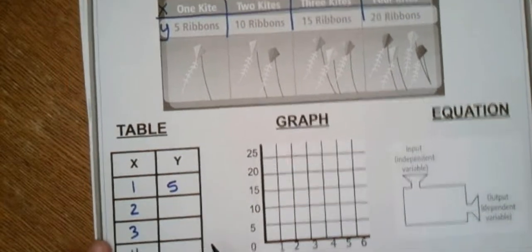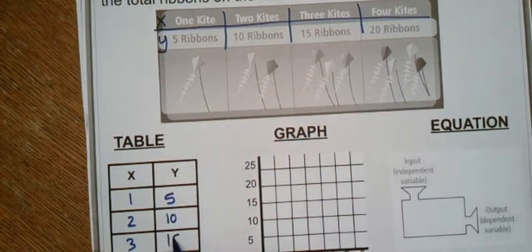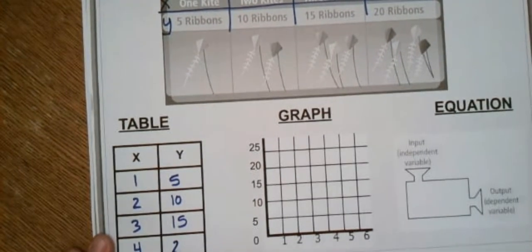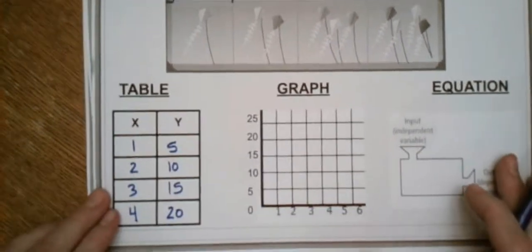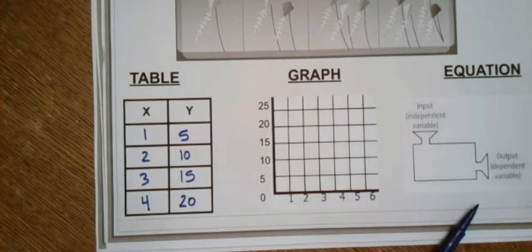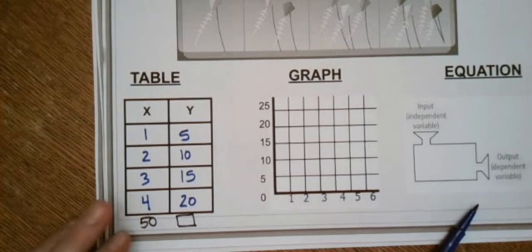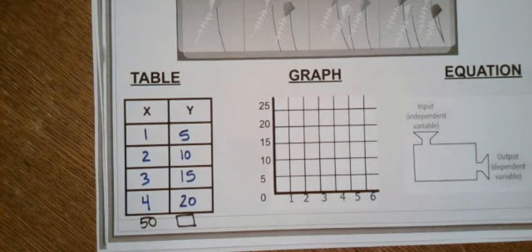So when I have one kite, I have 5 ribbons, and you're probably already seeing a pattern. 2 kites, there are 10 ribbons. 3 kites, there are 15. And 4, there are 20. Okay, so now just by looking at these numbers, if you had, I don't know, like 50 kites, you probably could figure out how many ribbons just by looking at this pattern.